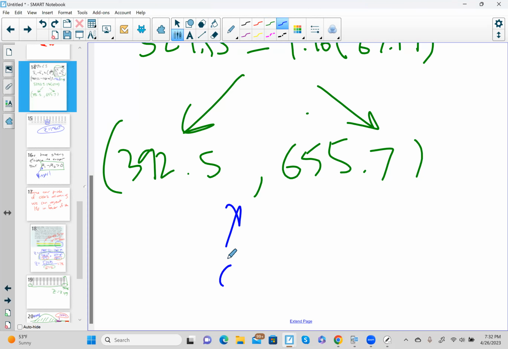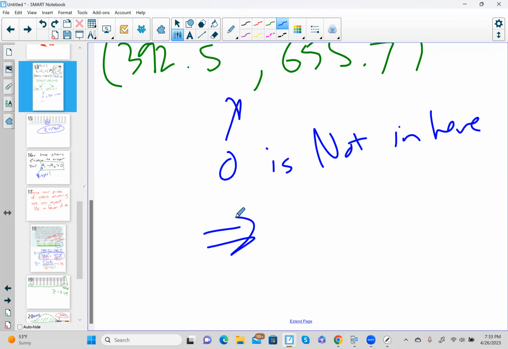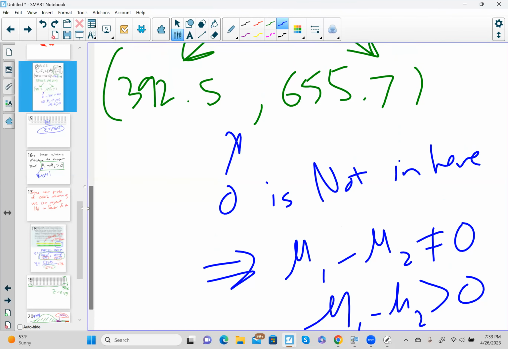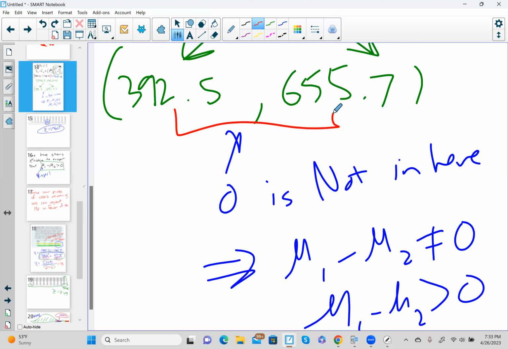Notice 0 is not in here. That means that mu1 minus mu2 does not equal 0. In this case specifically it means it's greater than 0, because all the differences here between these two numbers are positive. So it's telling us that the mean income for the men is likely higher than the mean income for the women in this particular study.